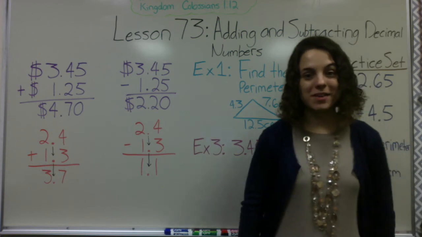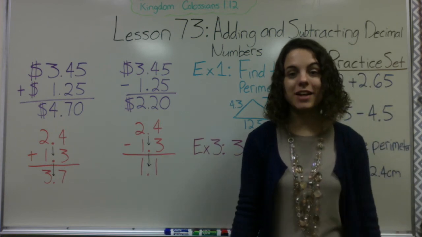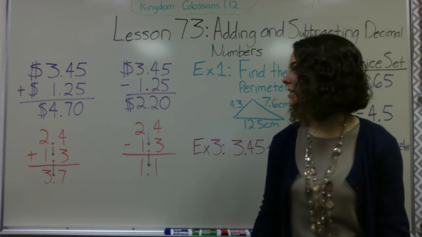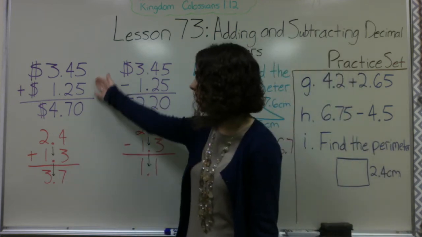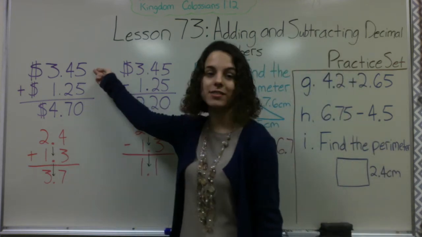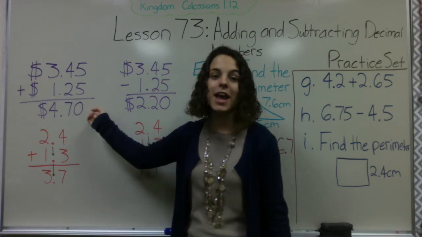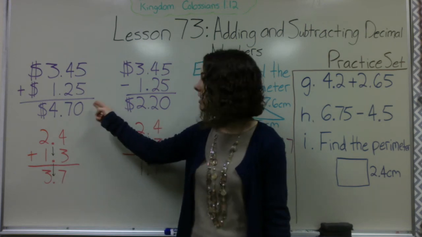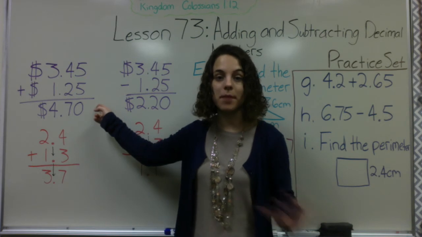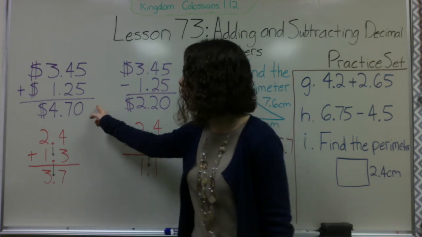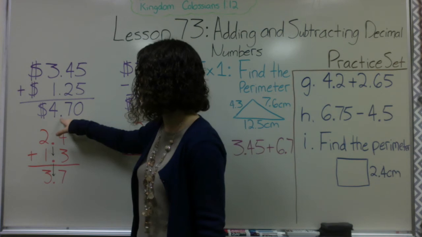Now this should not be a very difficult lesson because we've already added and subtracted dollars and cents. Such as an example like this, when we have $3.45 plus $1.25, it equals $4.75. And the very important thing that we need to know and remember, which many of you have already been in the habit of doing, is you always line up your decimal point.